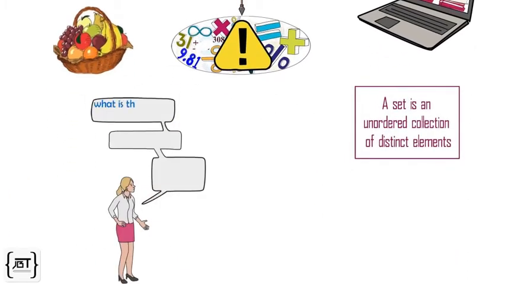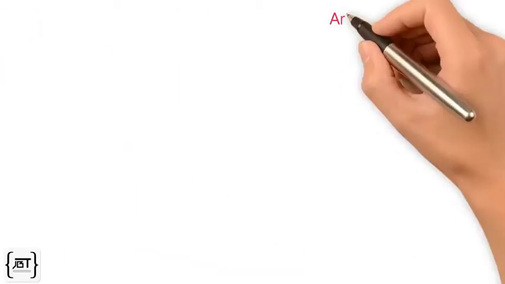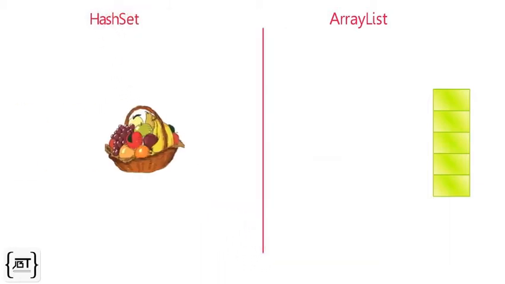But what is the benefit of using a set? Can it be more efficient? How does it remove duplicates? Let's understand how a set functions to answer all these questions. In Java, the most popular type of set is the hash set. First, let us see how an array list stores and finds elements, and then we will see how hash set behavior is different from that of a list.